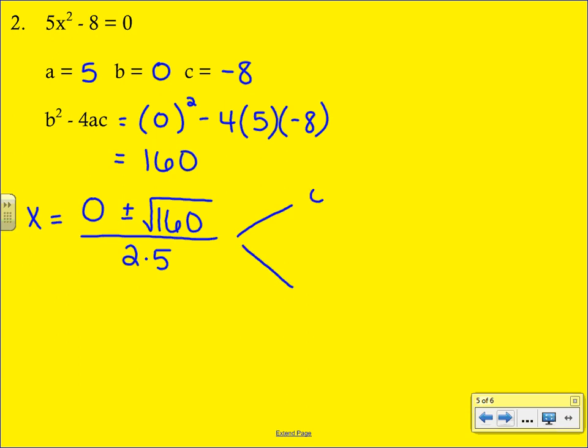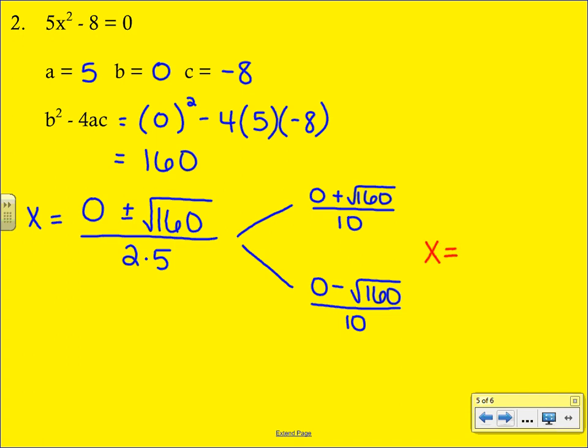So on the top, we have 0 plus the square root of 160 divided by 10. And on the bottom, we have 0 minus the square root of 160 divided by 10. Again, enter after doing the numerator, then divide. And when you work these out, and again, I would encourage you to do that on your own calculator, for the top, you should get a positive 1.26. And for the bottom, you should get a negative 1.26.